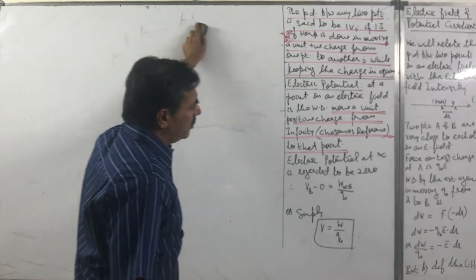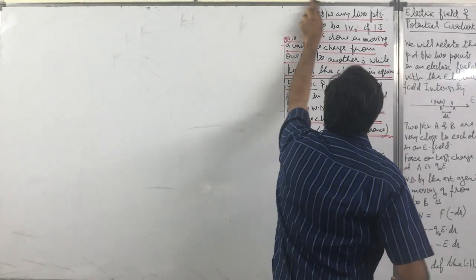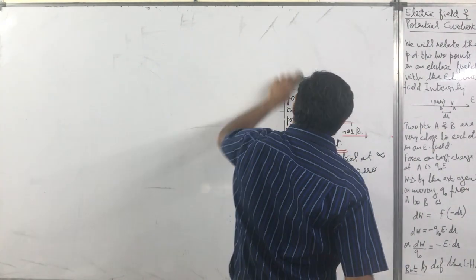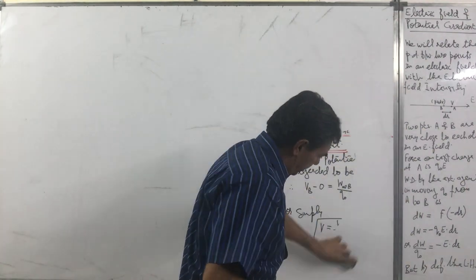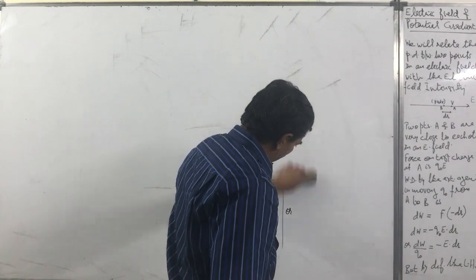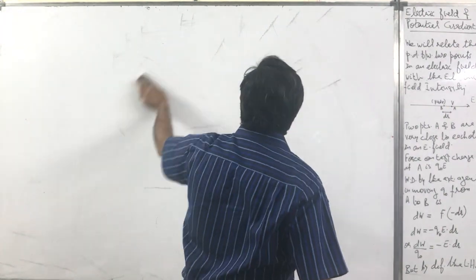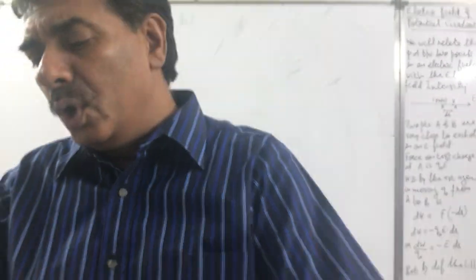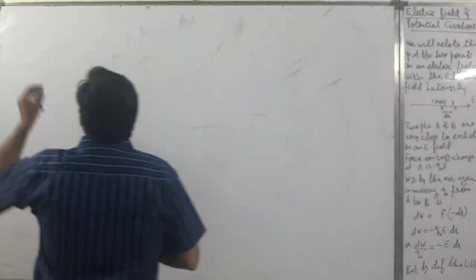I have just finished the board. I have something written here, but I want to add something here. Right? I am going to add something in the end. Once we have defined electric potential at a point in an electric field, put a note there.